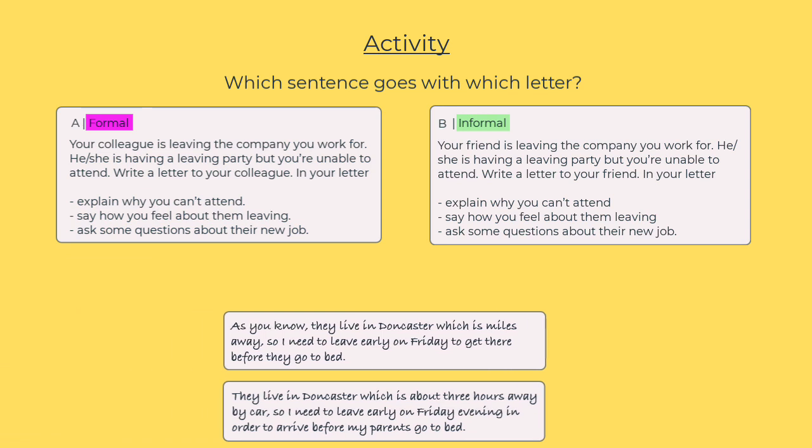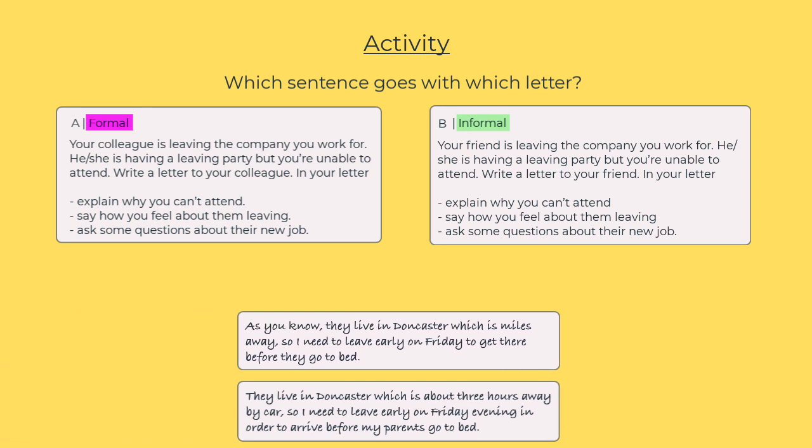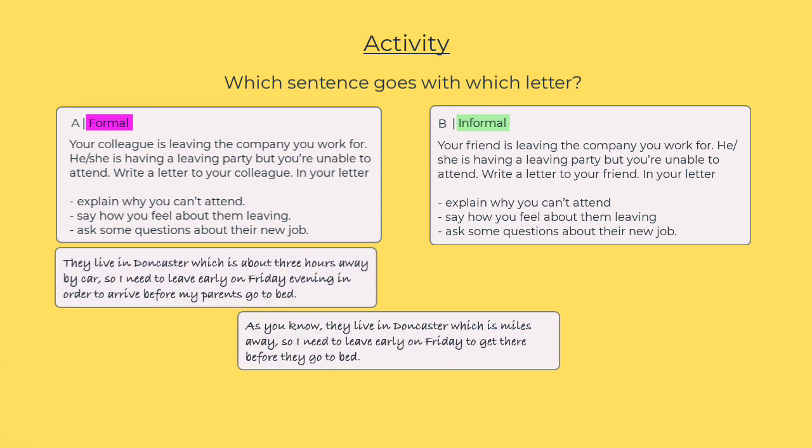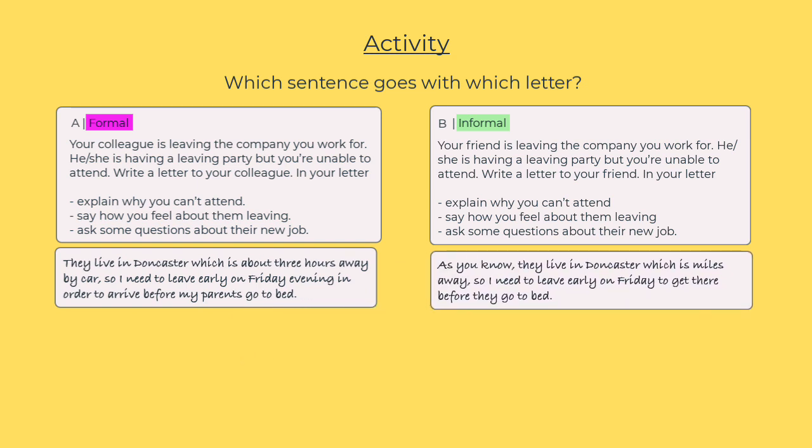Okay, next. In letter A, we have this one. And this sentence in letter B. Miles away means very far away, and it's quite informal. And also get there is less formal than arrive, although get there is still quite neutral, so it would also be okay in letter A.